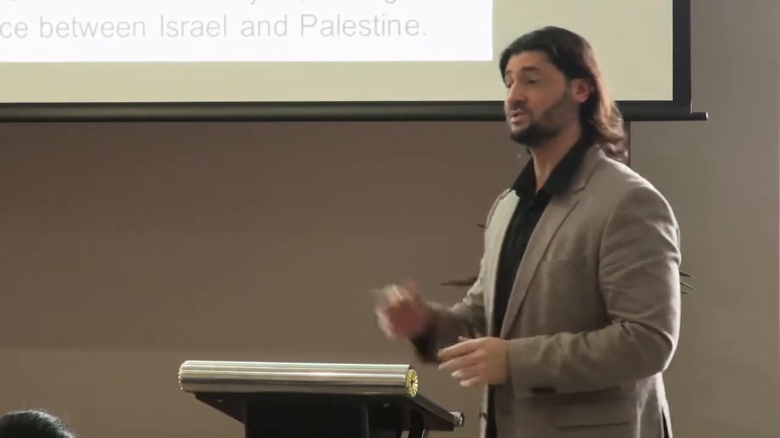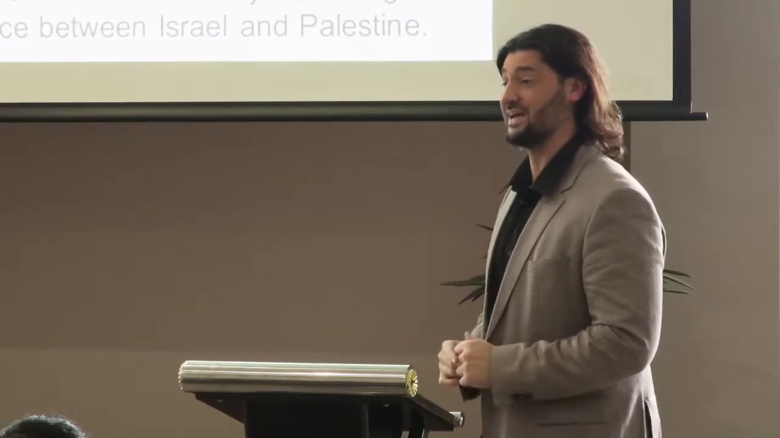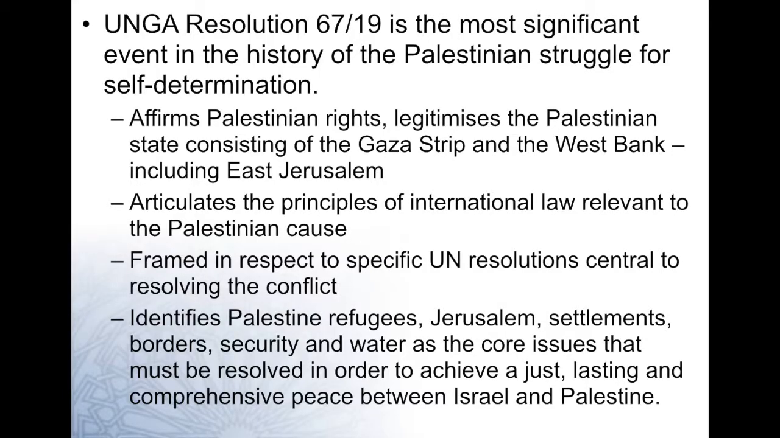And so what ended up happening was, and this was published in the Sydney Morning Herald, that there was a Labor revolt against Julia Gillard, and even her leadership within the party was threatened if she didn't at least abstain on this resolution. And this is why Australia abstained, in spite of the fact that Gillard herself wanted to vote against that resolution. Now we come to UN General Assembly Resolution 67/19, and I would regard this as perhaps one of the most significant events in the history of the Palestinian struggle for self-determination, or for their own independent state. This document affirms Palestinian rights.